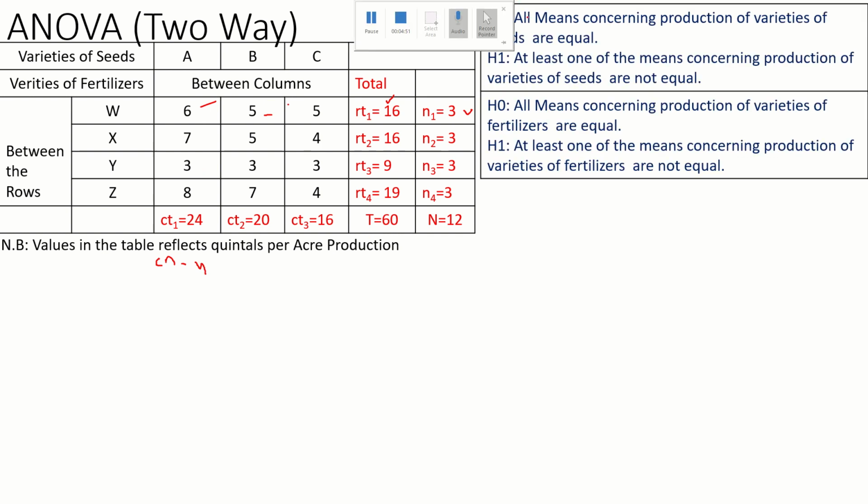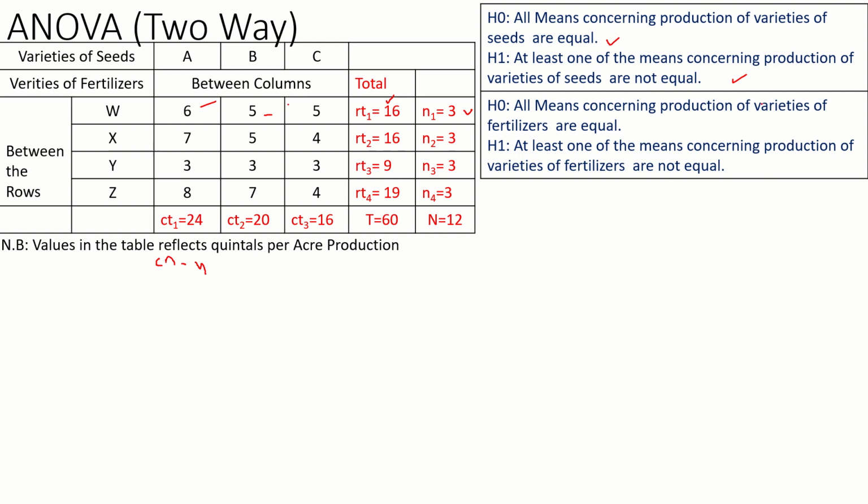So, this is the null hypothesis. All means concerning productions of varieties of seeds, and seed is where? Column wise we have taken seeds. So, the null hypothesis is that all means concerning production of varieties of seeds are equal, whereas the alternative is that at least one of the means concerning productions relating to varieties of seeds is not equal. So this is for the seed-wise difference we are going to see.